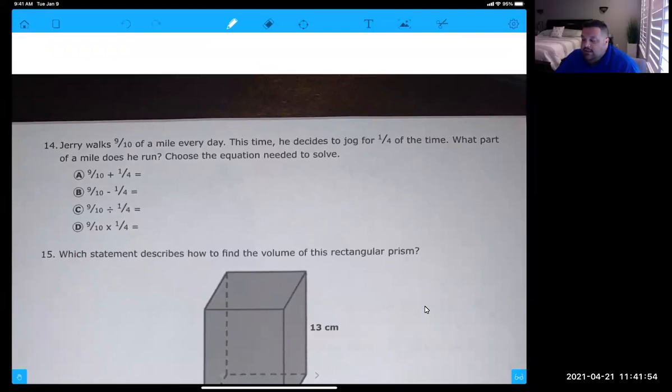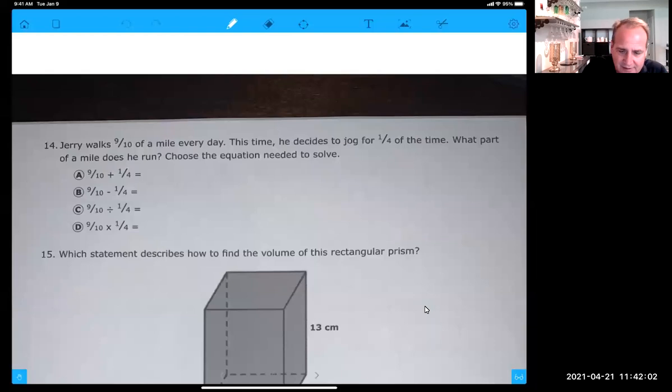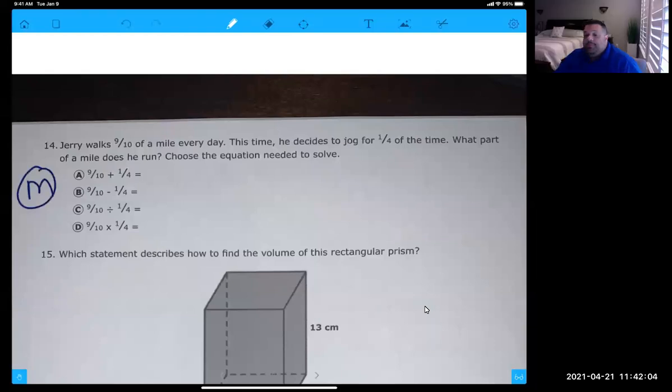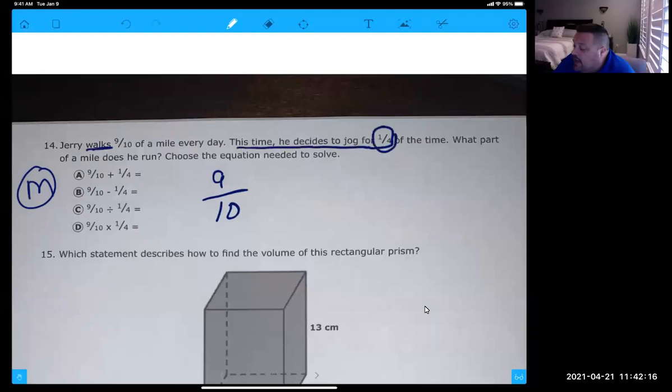Pause the video and do number 14. Let's see, run. Ooh, I like this one. This is a medium difficulty problem. It's a good one. So, guys, let's think about this. He runs 9/10 of a mile every day, or walks 9/10 of a mile every day. Of the time. This time he decides to jog for a quarter of the time. So he's jogging for a quarter of this. So I've got to make that smaller.